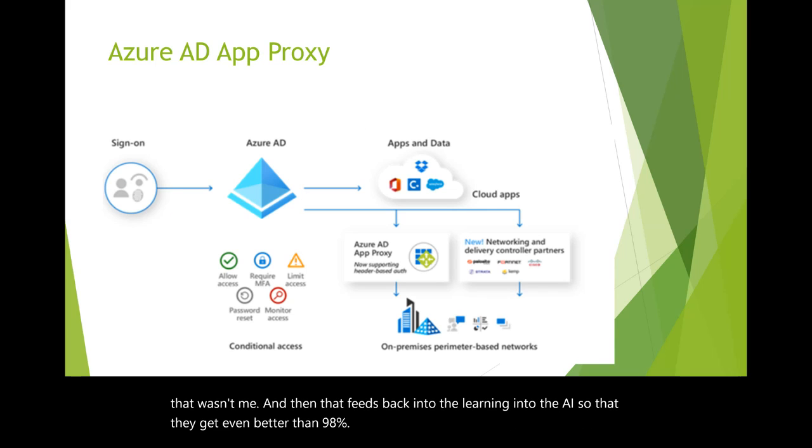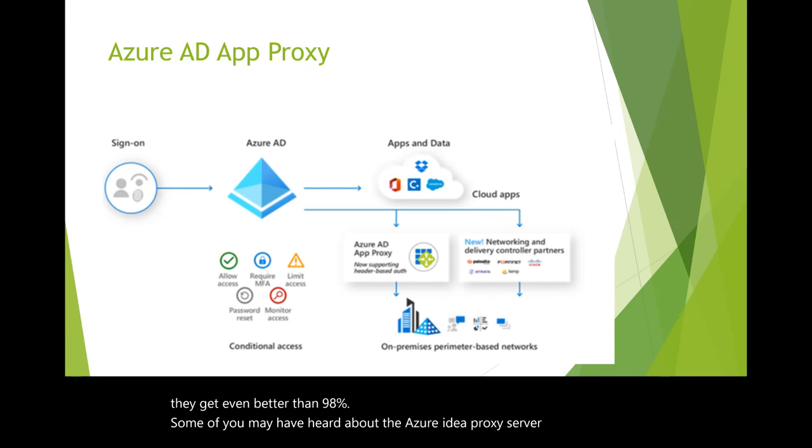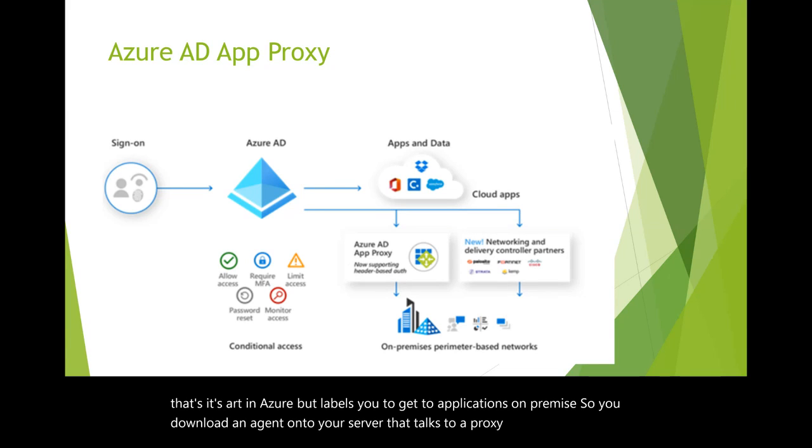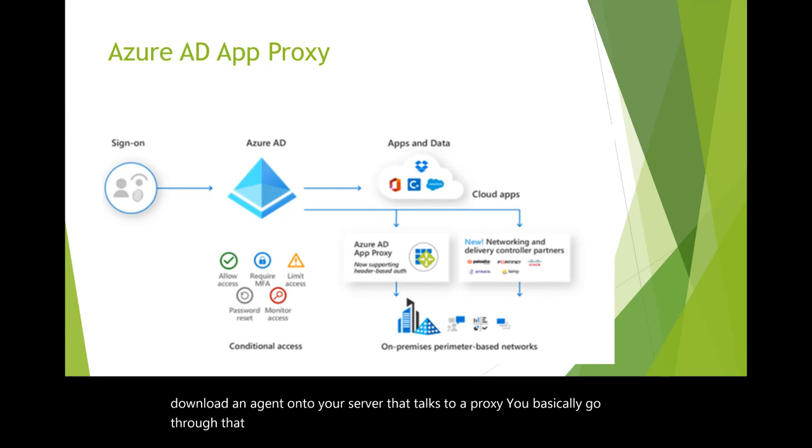Some of you may have heard about the Azure AD App Proxy. App Proxy is a proxy that sits out in Azure that enables you to get to applications on premise. You download an agent onto your server that talks to App Proxy. You go through the App Proxy, it forces you to log in to Azure, and then takes you down to the application. Now, a lot of Java applications especially use a thing called header authentication.